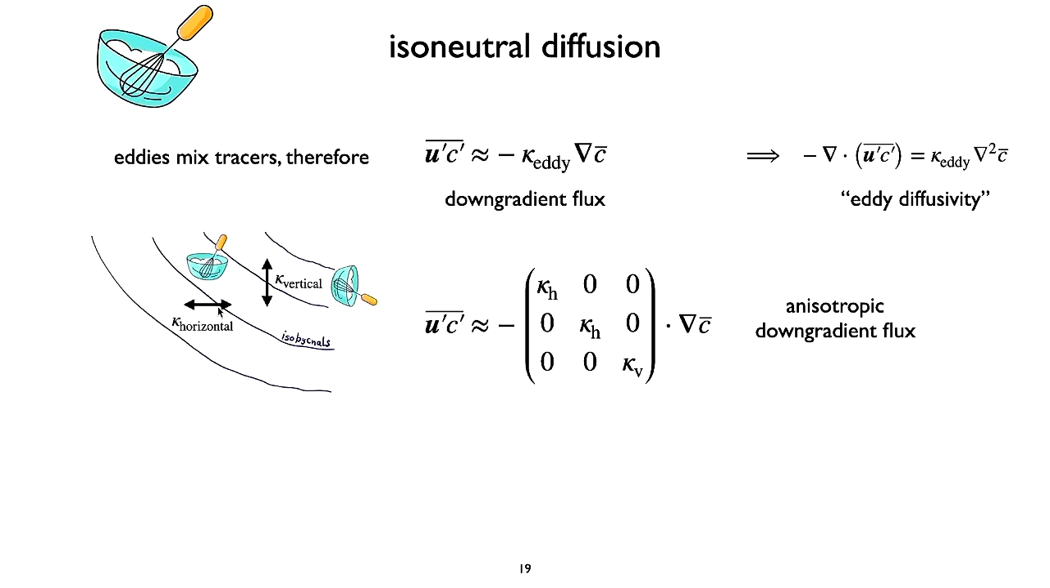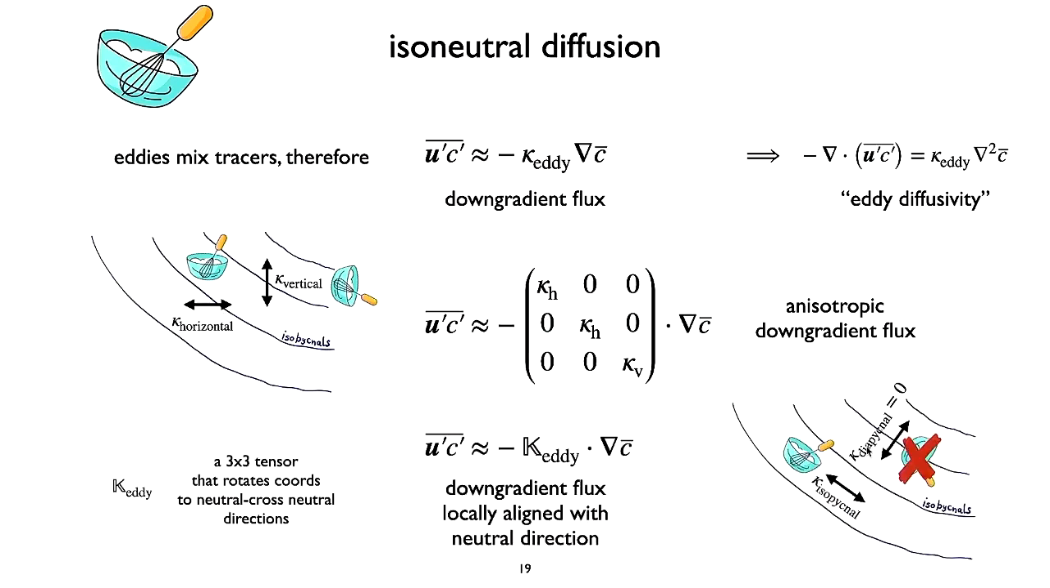But that's not quite how it works. What we really want is something that is different in this direction, or zero actually in this direction, and something in this direction. So instead of writing this matrix here, we want to find a matrix which goes at every point in the ocean, sees how the isopycnals are, and arranges it so that there's no diffusivity across isopycnals, and there is a lot of diffusivity along isopycnals. Okay, so that's the idea.